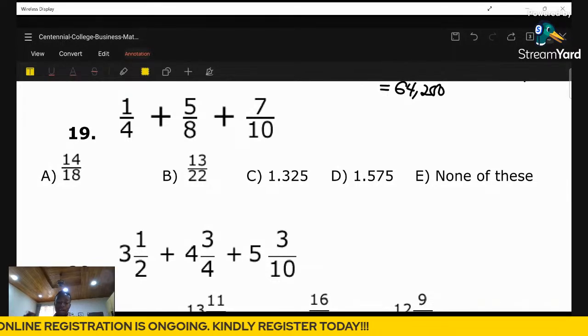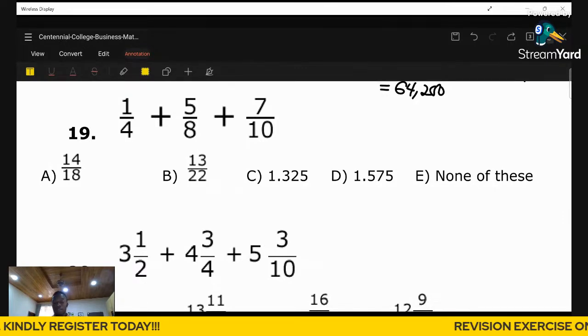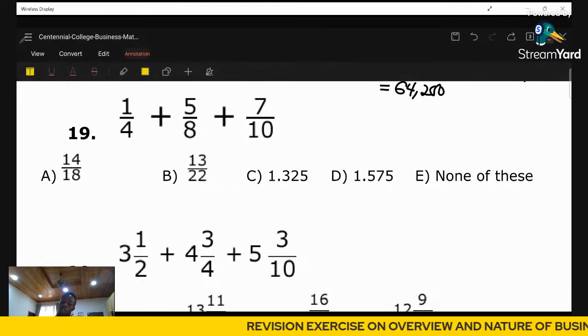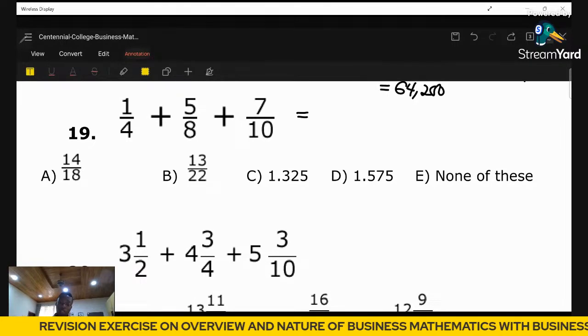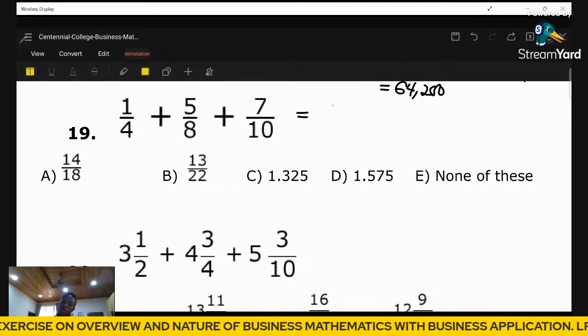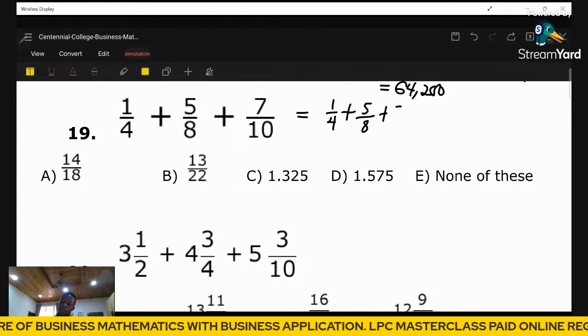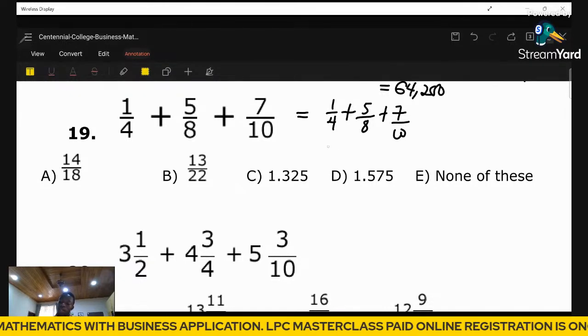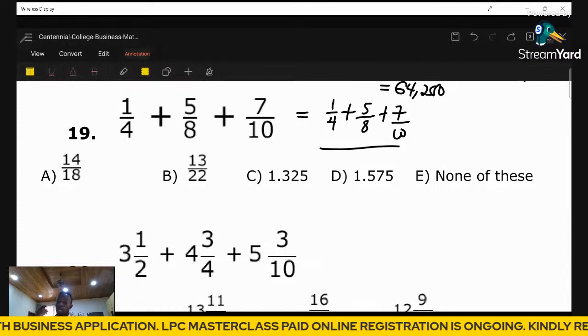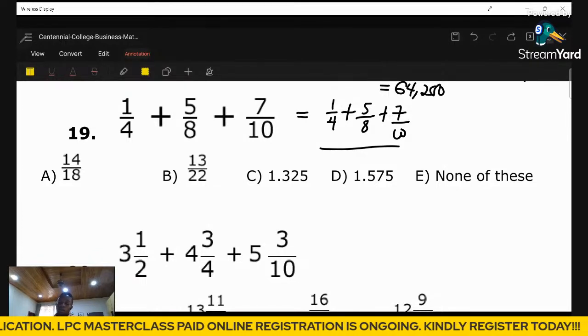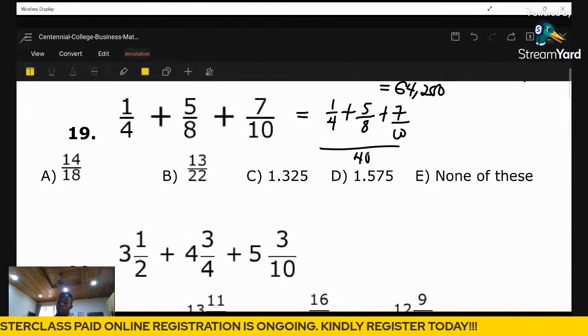Question number 19 is saying that 1 over 4 plus 5 over 8 plus 7 over 10. You are asked to find the summation of these fractions, right? So what are we going to do? First thing is that you want to find the least common multiple, or the lowest common multiple, so you want to find the LCM. What is the LCM for 4, 8, and 10? You should be able to get an LCM of 40. That's what I had in my case.